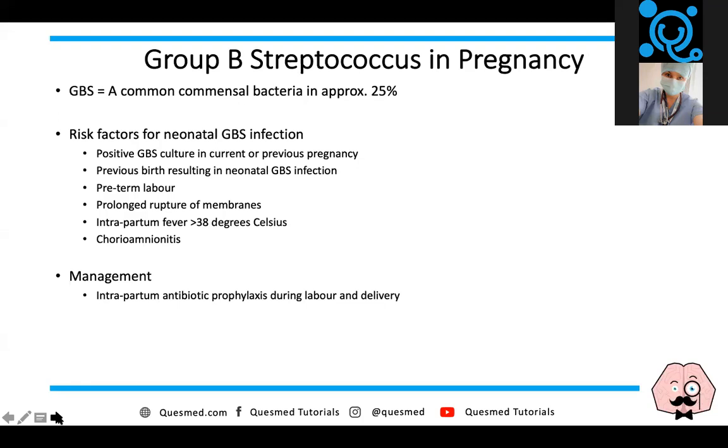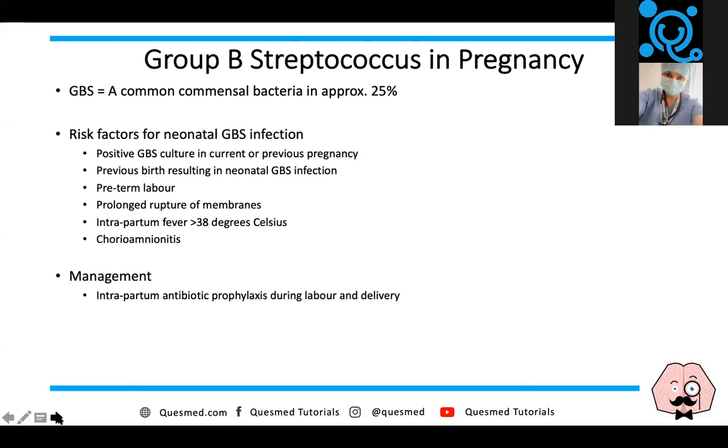The reason it's worrying in pregnancy is that it can cause a neonatal group B strep infection, and that's the most common severe infection to occur in neonates. So there's risk factors for having a neonatal GBS infection, and these things include positive culture in a current or previous pregnancy, a previous birth with a neonatal GBS infection, things like preterm labour, things like prolonged rupture of membranes, things like having an intrapartum fever, or evidence of chorioamnionitis.